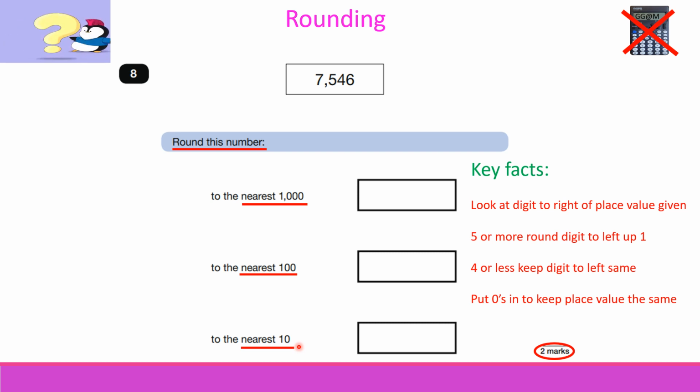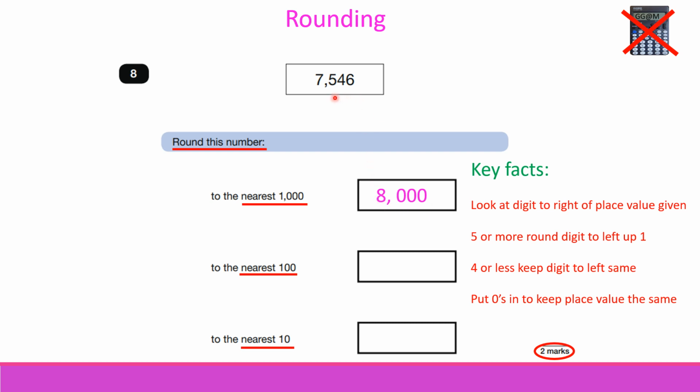Great work. Well done. So we're going to look at this first one here to the nearest 1,000. So this is my thousands column here. So I'm going to look at the number to the right, which is the 5. Now 5 is 5 or greater, which means this number to the left, the 7, has got to go up by 1. So we're going to make the 7 into an 8, all the other digits are going to become zeros. So the answer is 8,000.